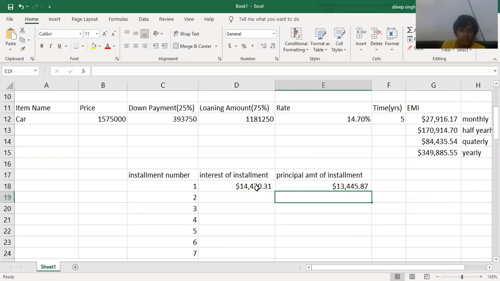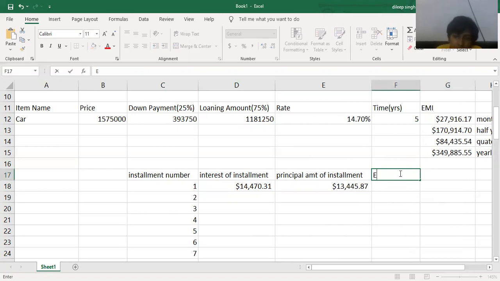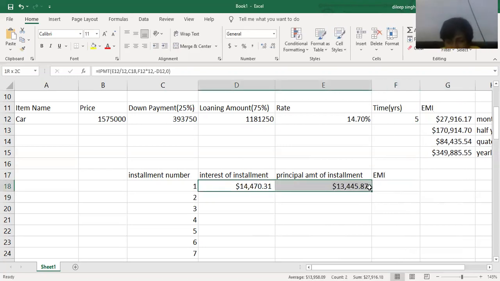Okay, so these are the different ratios of this installment. Here the interest ratio, here the principal ratio. When we add these values, we will get the same amount. Why? Because it is the EMI. So we have to calculate this. Just sum it. You will get the amount like this.